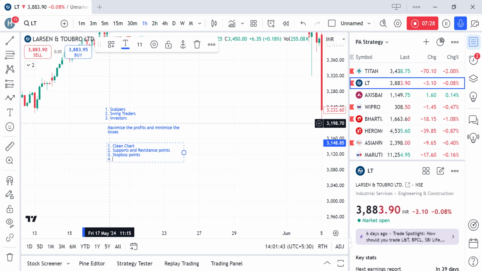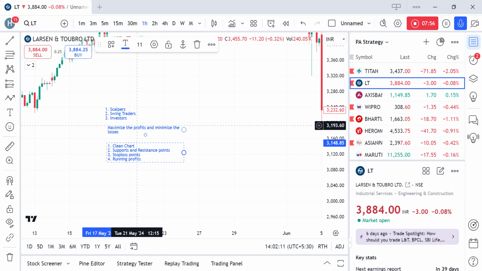Now, the fourth point is running profits. As important as the stop loss points are to minimize the losses, it is important to let the profits run, to maximize the profits. To gain its full capacity, its full potential, you need to run your profits, right?